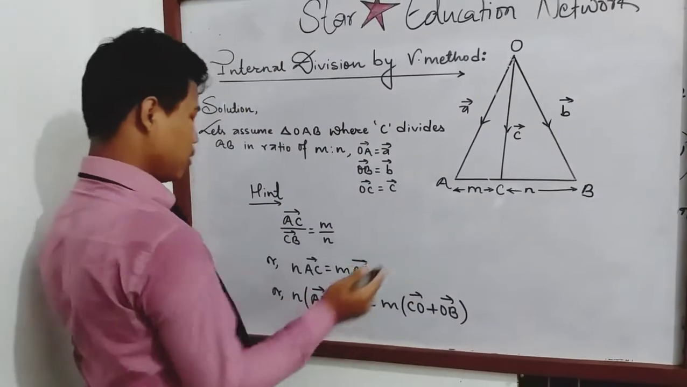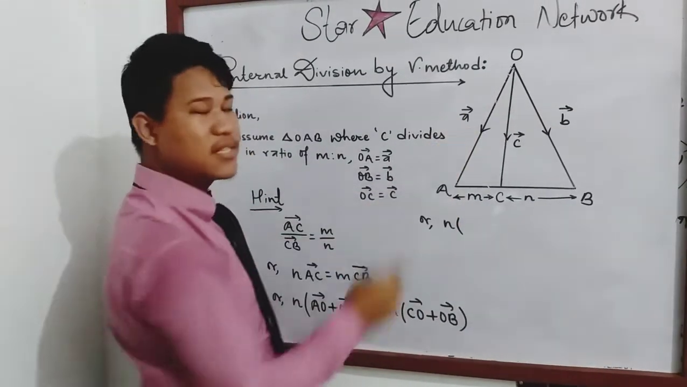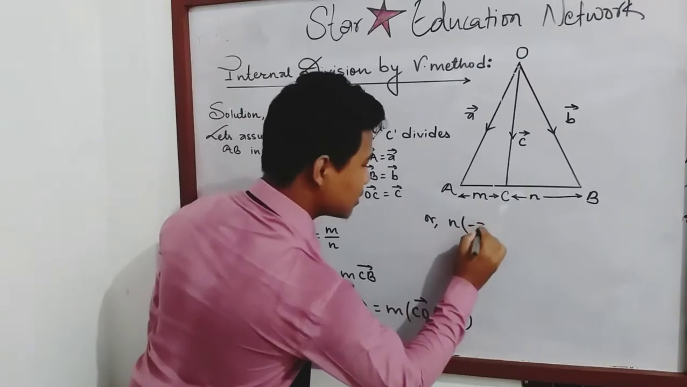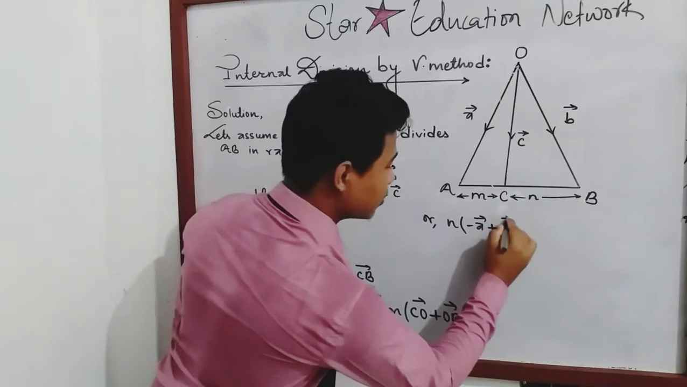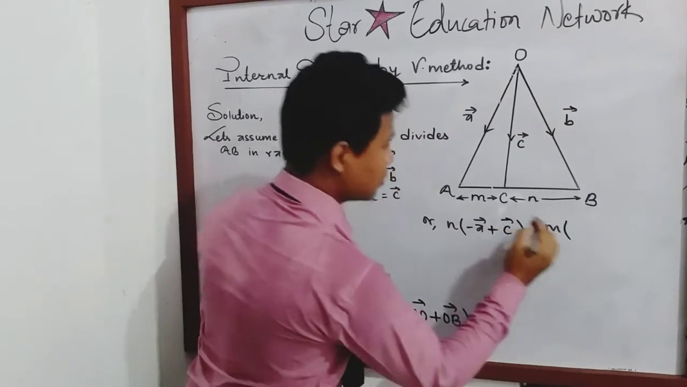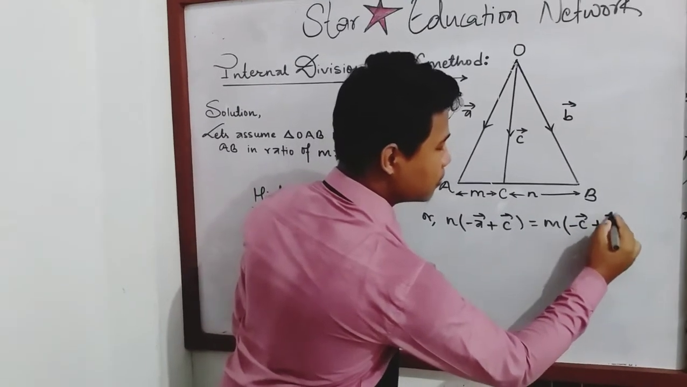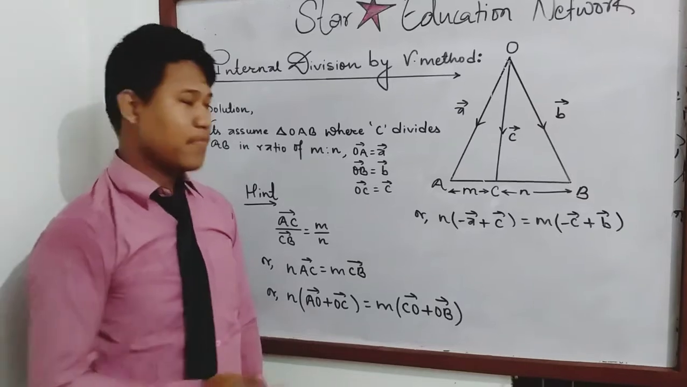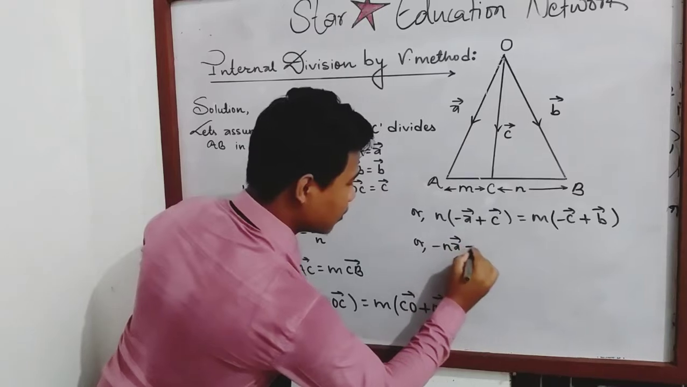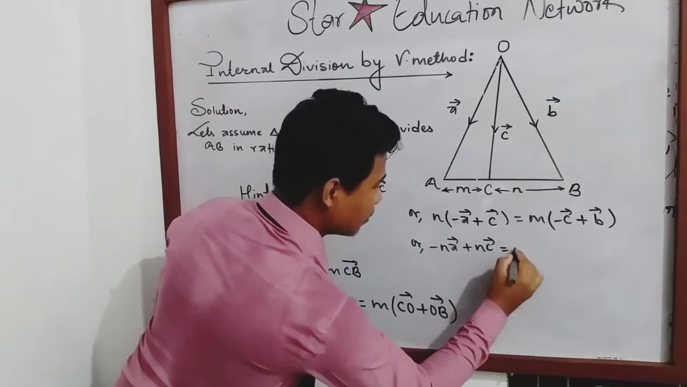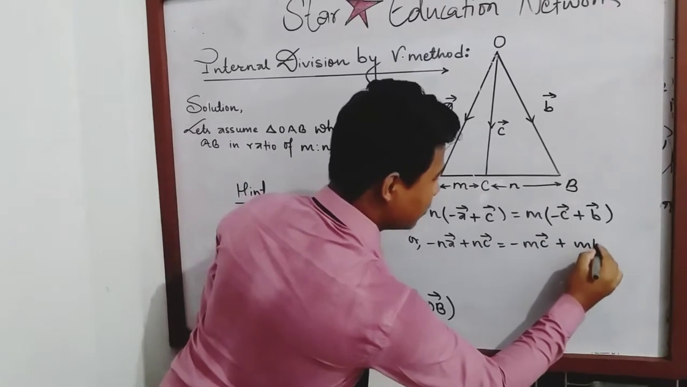Now the next step: since the direction of AO vector is opposite, I am writing minus a vector. OC vector is positive, so plus c vector, equals m times: CO is negative, so minus c vector, plus OB vector is positive, so plus b vector. After this, let us multiply: minus n a vector plus n c vector equals minus m c vector plus m b vector.